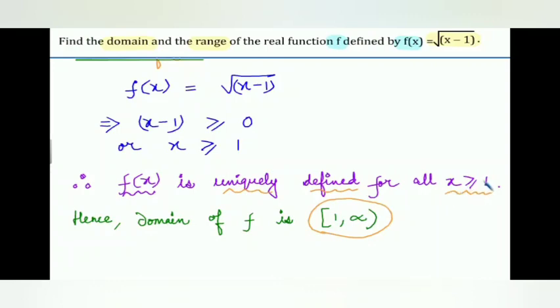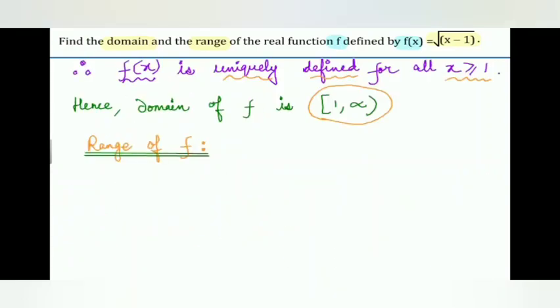Why? Because अगर आप 0 पुट करोगे तो योर आंसर इज -1. सो f of x इज नॉट डिफाइंड. अगर आप -1 पुट करोगे देन ऑल्सो नॉट डिफाइंड. सो योर डोमेन इज 1 to infinite.